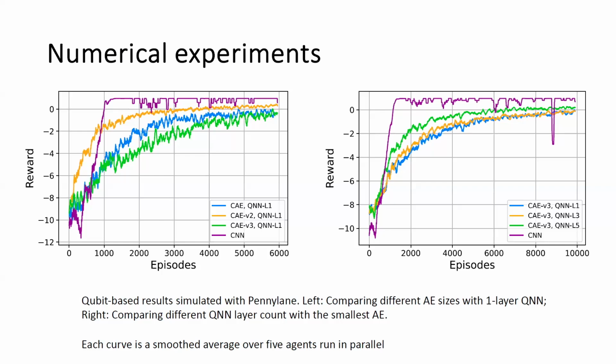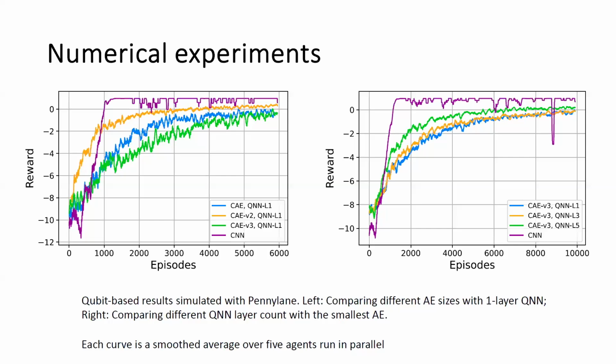And we only use one QNN layer. And the smallest one is the V3 that has the worst performance. And the largest one is the V2, which actually has the best performance. Okay. As expected, actually. And on the right side, we fix the autoencoder to the smallest one. And we try different numbers of QNN layers.